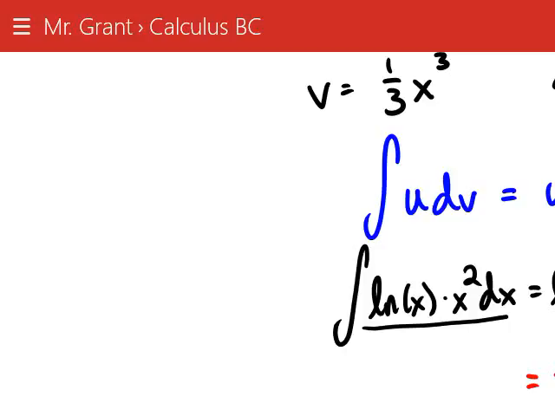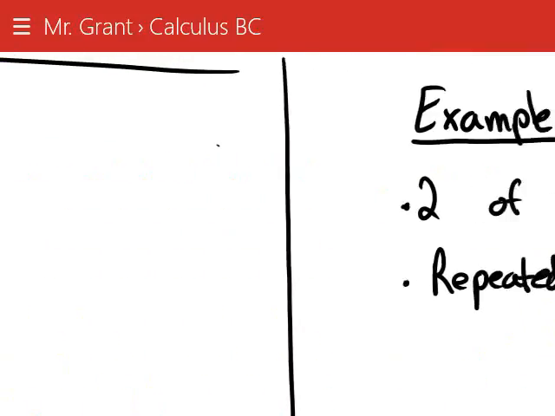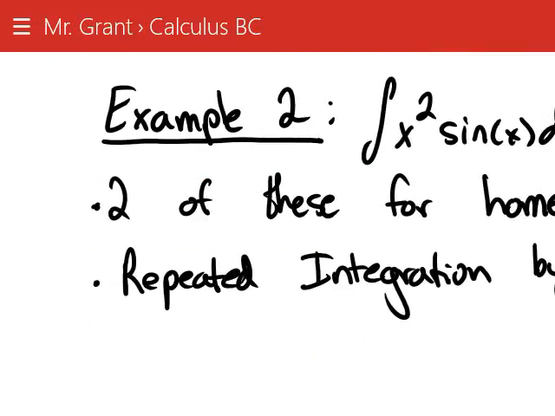Alright, there's our first example. Pretty straightforward integration by parts. We incorporated LIATE. Everything went pretty well. Now, the second one does show up on the AP test as well, and you'll have two of these for homework.